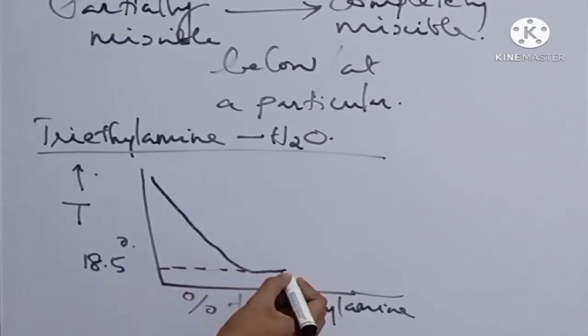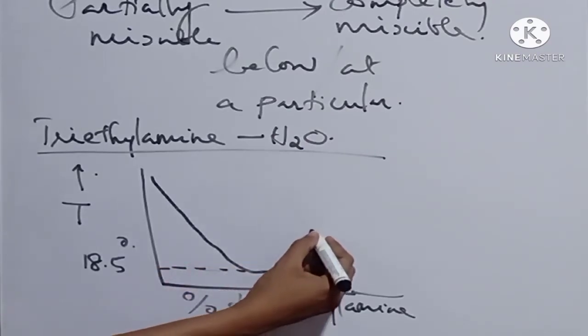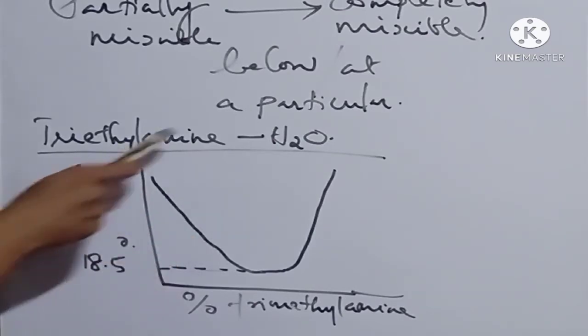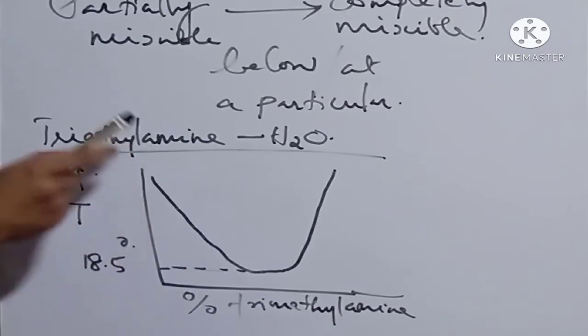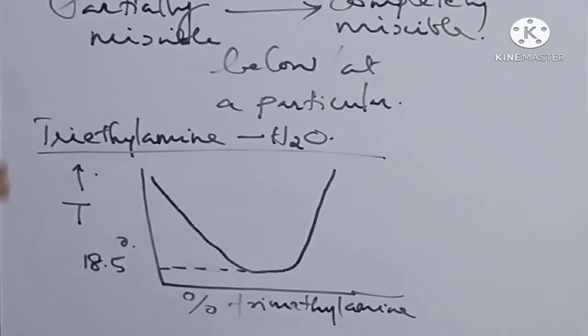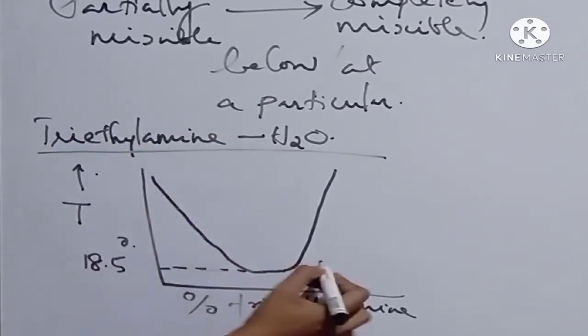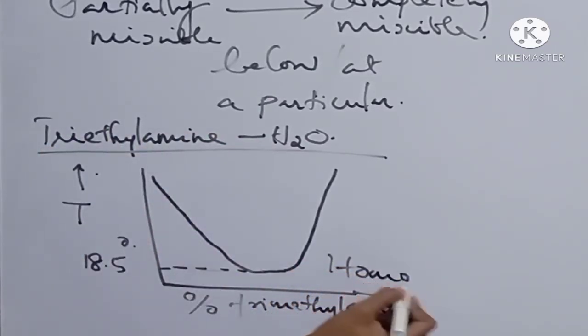And then if we increase the temperature, they'll again become partially miscible liquids. So here for the trimethylamine water system, the lower CST value is 18.5. That is, trimethylamine and water become completely soluble or become homogeneous at 18.5 or below 18.5. That is, outside the curve, these liquids exist as a homogeneous solution.